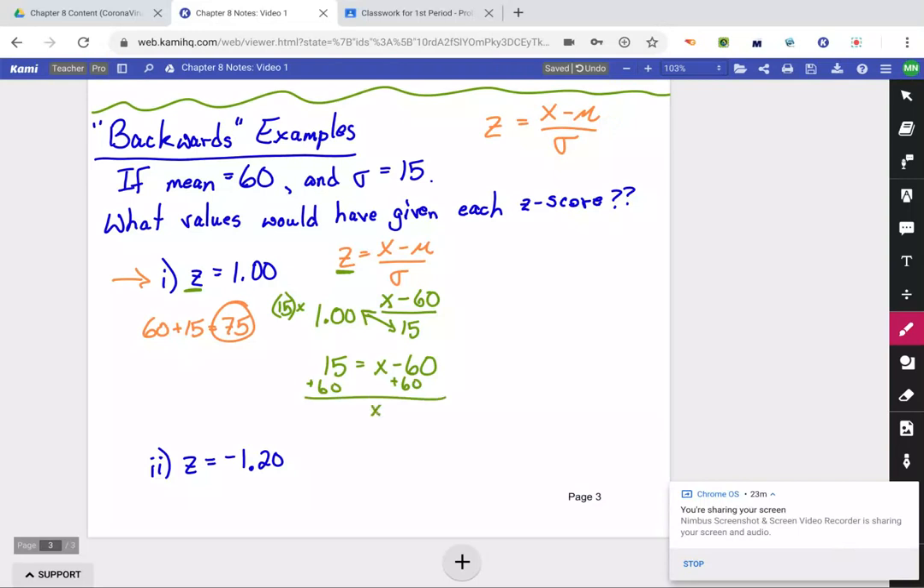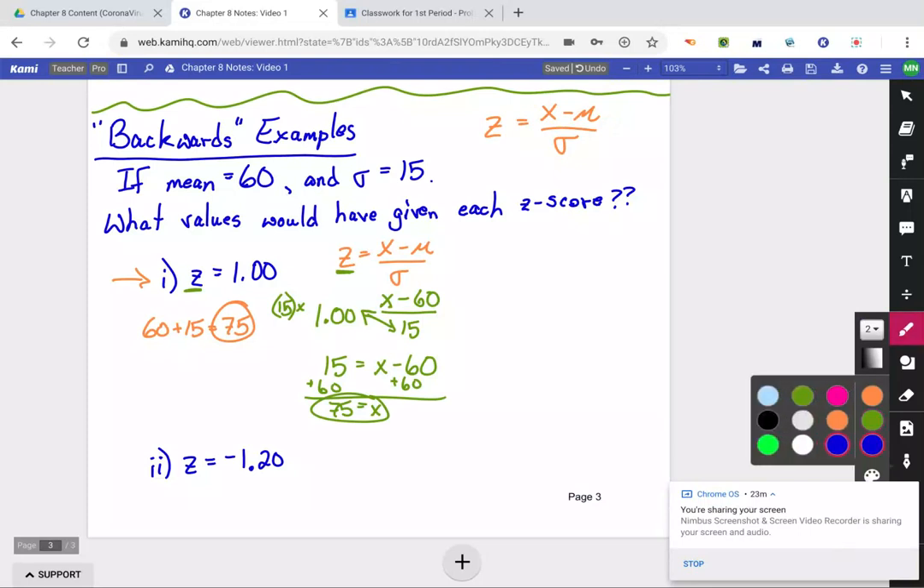So this answer is x equals 75. Again, same answer that we got before, knowing how z-scores work. So feel free to look through that example again if you need to, but that's the easier version when you know the z-scores nice and simple. Let's try the one on the bottom there.